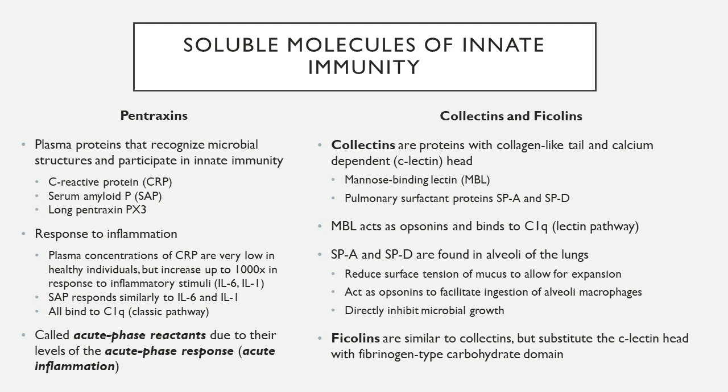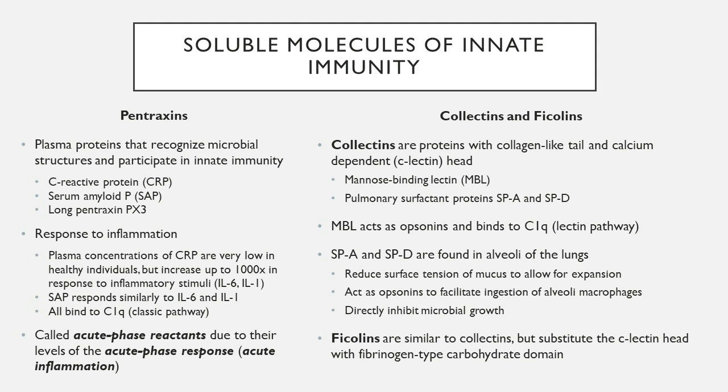First, plasma concentrations of a pentraxin like CRP are usually very low in healthy individuals, but during an inflammatory response can increase up to 1,000-fold in response to stimuli, such as the cytokines IL-6 and IL-1. So we can actually measure this and use it as an assay for the inflammatory reaction. We can do the same thing with serum amyloid P, SAP, and all three of these participate in binding with C1q in the classical pathway, again, independent of antibodies. Because of their involvement during the acute phase response of inflammation, we call these compounds acute phase reactants.